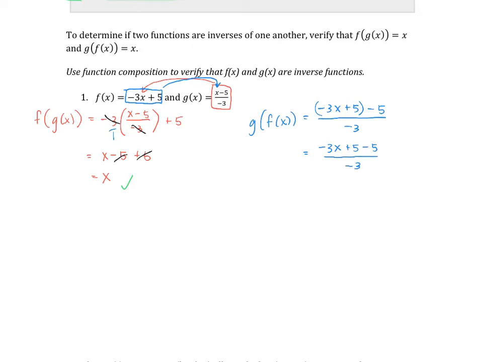So the first thing we can do is cancel out the opposite 5s here. We have a 5 and a -5. That's going to give us -3x over -3. And then the -3's cancel out and leave us x. So again, we got just x. So we can see that those are inverses. By composing them both ways and getting x, we're verifying that f and g are inverses of each other.